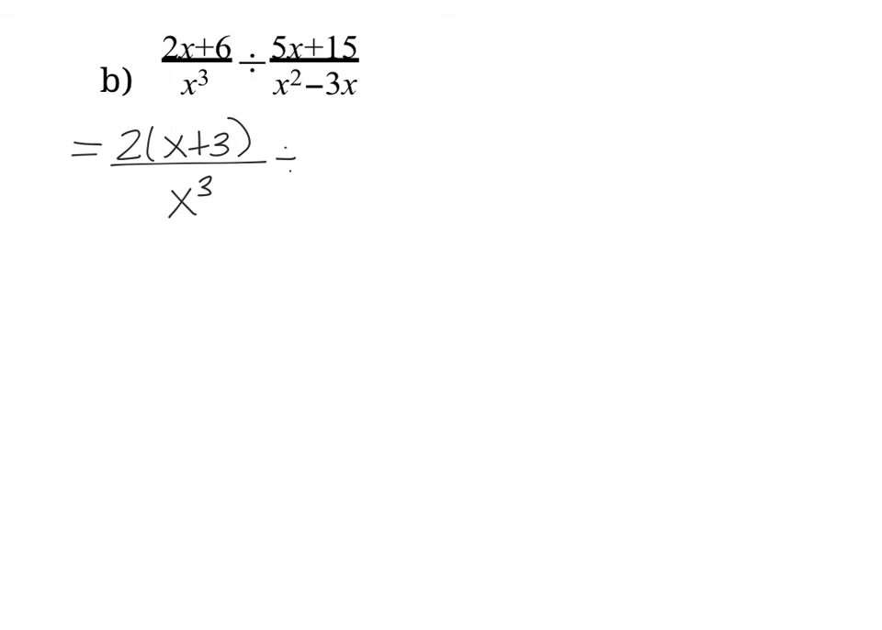And then we've got divided by, before you flip them, factor it first, just so that we don't miss out on any of the restrictions. So we have, on the top, we're going to factor out a 5, and we're going to be left with x plus 3.